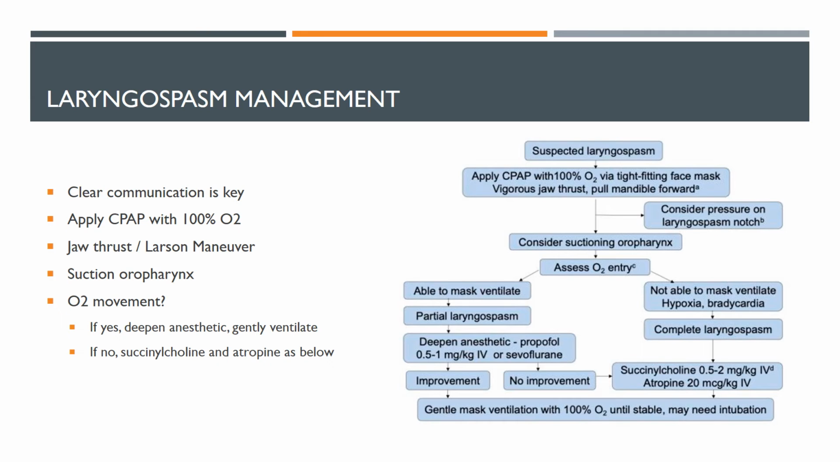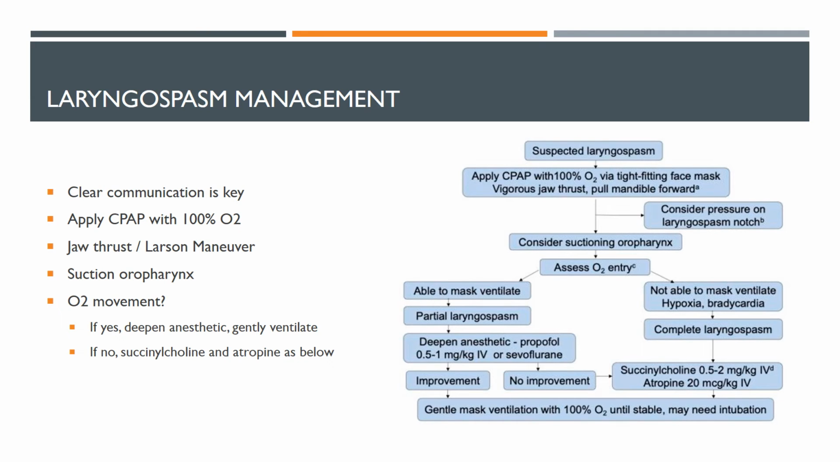You as the anesthesiologist will be the first one to recognize that laryngospasm may be occurring, and it's important to get as much help as possible as quickly as possible. So the first step is to apply gentle CPAP with 100% oxygen using a tight-fitting face mask. It's also important to give an aggressive jaw thrust, which helps to open up the soft tissues of the oropharynx.